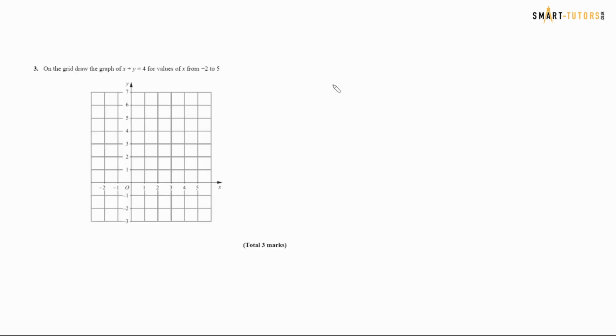Question number 3. On the grid, draw the graph of x plus y equals 4 for values of x from -2 to 5. So I'm making y the subject: y equals minus x plus 4. We need to draw this graph. The x values given are -2, -1, 0, 1, 2, 3, 4 and 5. These are the values they ask you to use, and we need to find the y values.